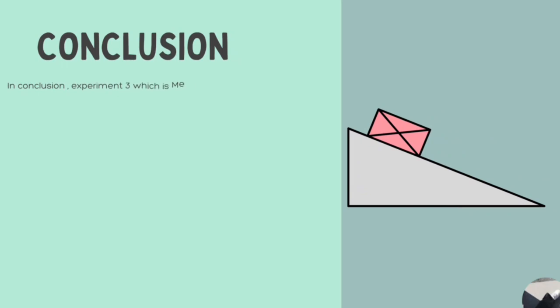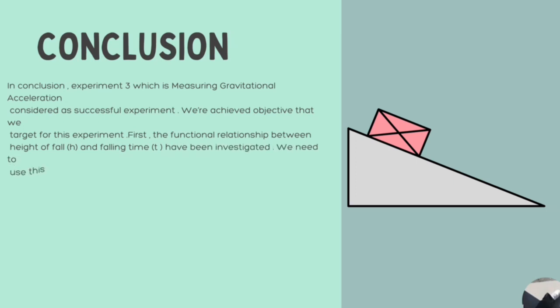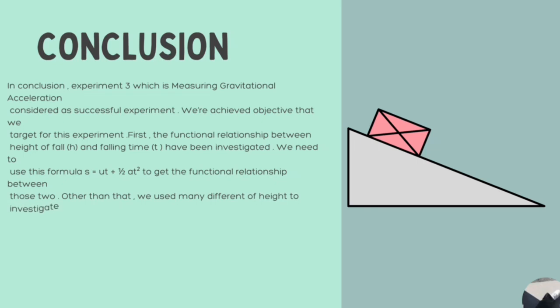In conclusion, experiment 3, which is measuring gravitational acceleration, is considered a successful experiment, as we achieved the objectives that we targeted for this experiment. First, the functional relationship between height of fall h and falling time t has been investigated. We use the formula s equals ut plus 1 over 2 at squared to get the functional relationship between those two. Other than that, we use the mean difference of height to get the average reading.